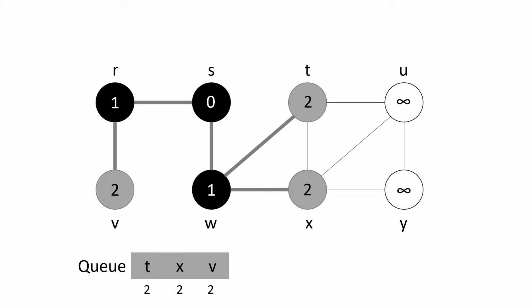The node T has three adjacent nodes, the node W, the node X, and the node U. But the node U is the only white node, and that's the only node we care about. So we color the node U gray, and we update its distance from the source node. We then add the node U to the queue, update the color of the node T to black, and remove it from the queue.